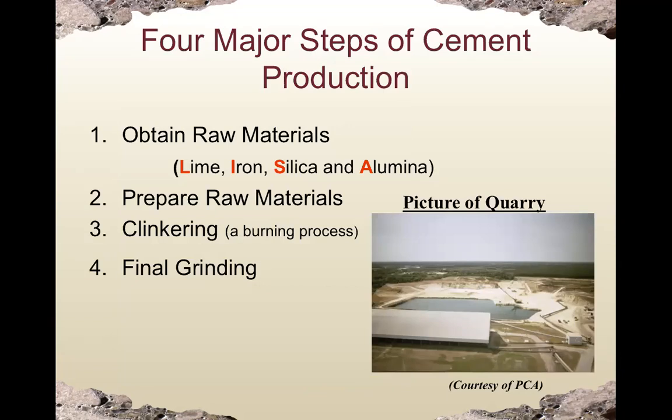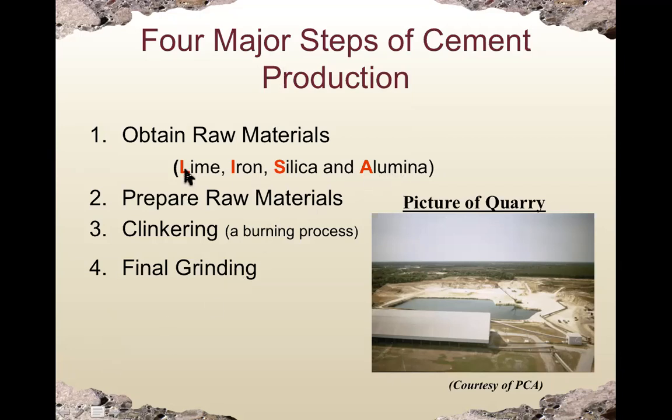Okay, the manufacturing process of cement. First of all, we need to get the raw materials. The raw materials can come from natural resources, such as limestone and clay, or industry byproducts, such as silica fume, coal ash, or slag. But remember, the four major component raw materials are lime, iron, silica, and aluminum.